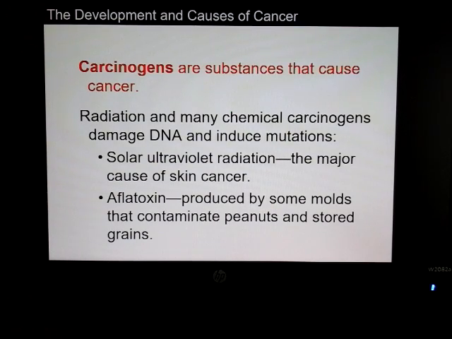So any substance that can cause cancer is called a carcinogen. So radiation can cause that. There's chemicals that can cause that. They damage the DNA and induce mutations. Solar ultraviolet radiation is a major cause of skin cancers. Even toxins, and aflatoxin is one that's produced from certain molds that can actually contaminate grain and peanuts.